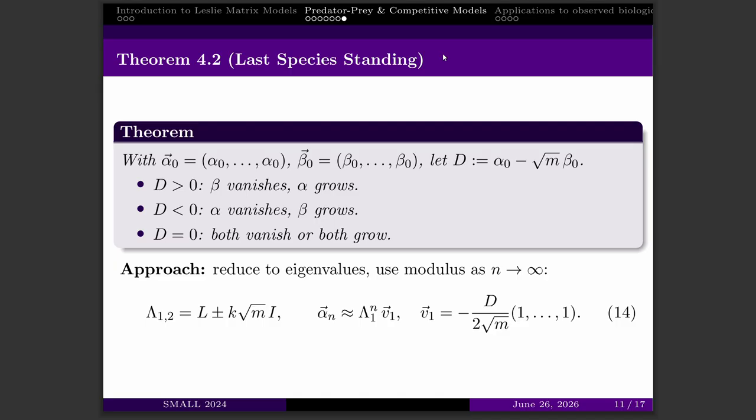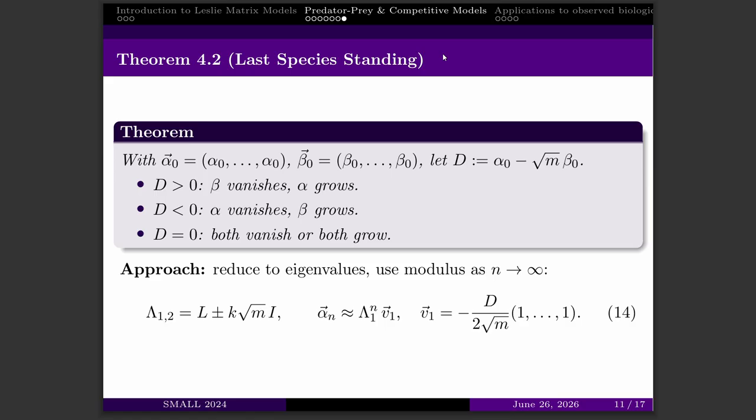Now, theorem 4.2, the last species standing theorem, prescribes exactly which population dominates in the time n goes to infinity limit. If we assume that both population groups are homogeneous, i.e., there is the same number of population among each age group for both group alpha and group beta, then we can set large D equals alpha naught minus square root of beta naught, which is a single real value parameter. Depending on the sign of D, we can find out which population, either alpha or beta, wins in the n goes to infinity limit.